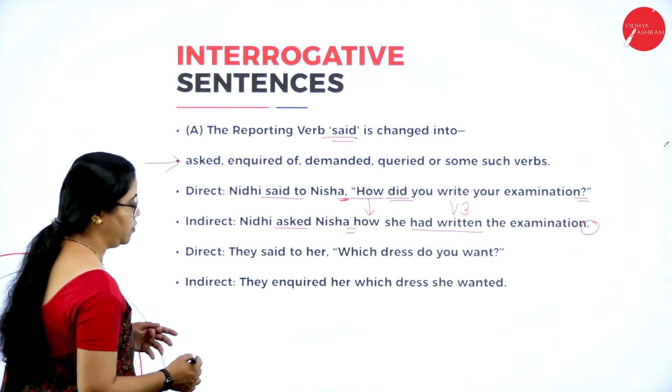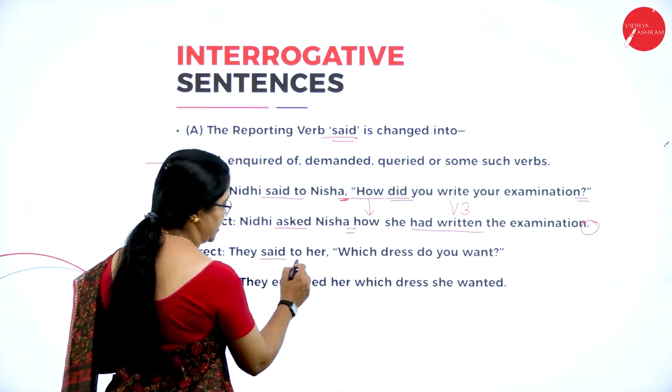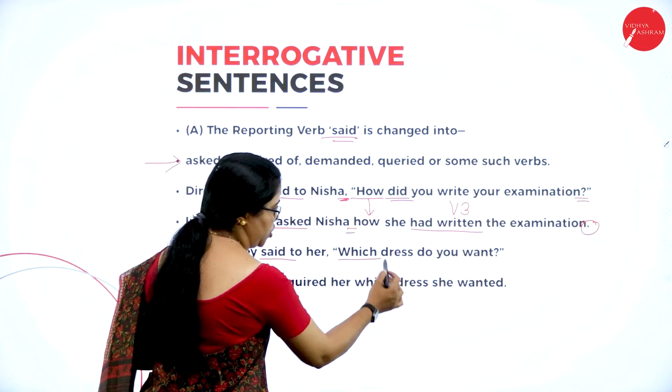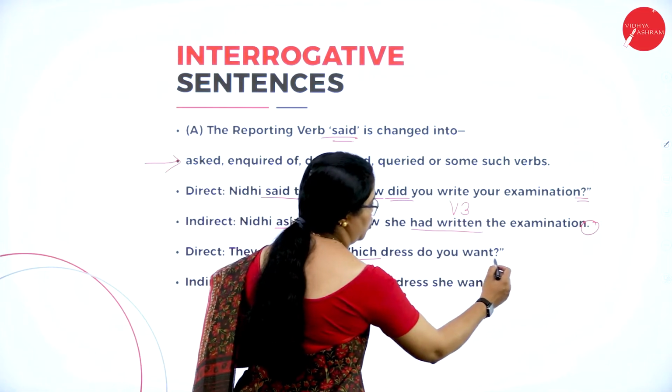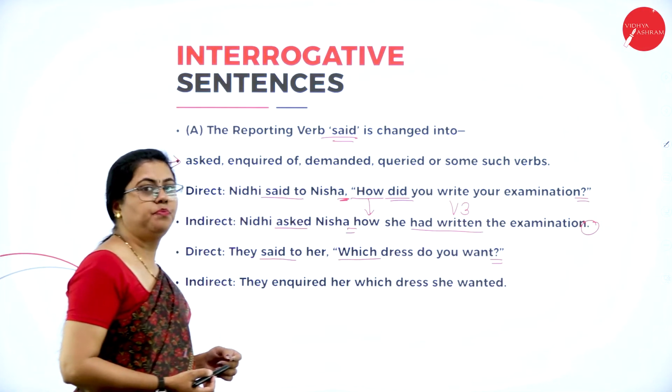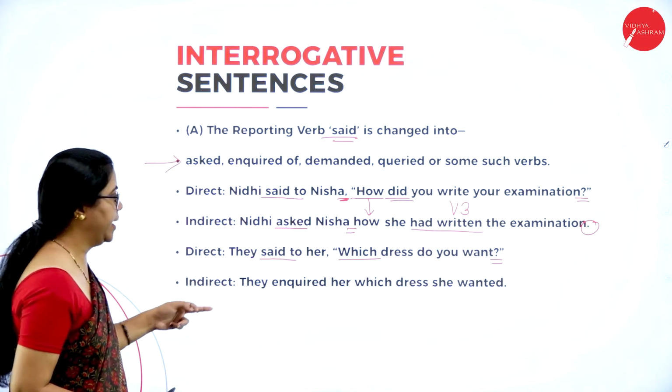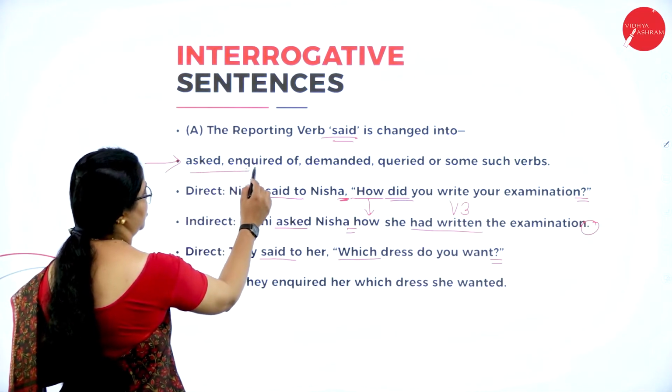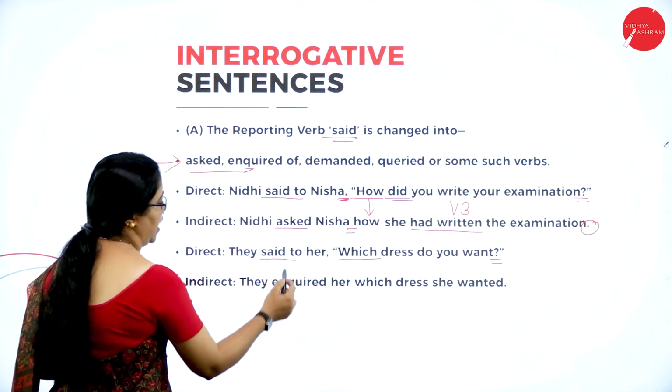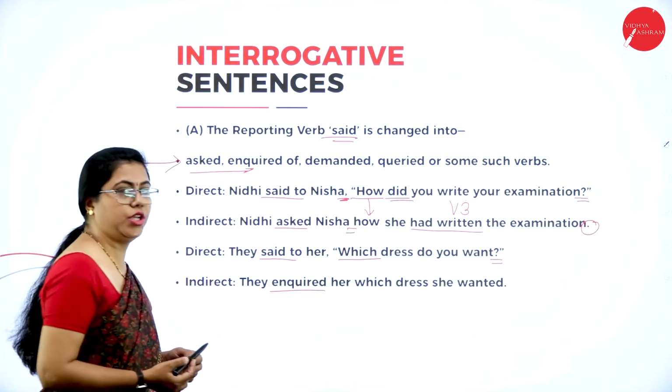So next, let me just give you another example. They said to her, again said is used. Which question word? Okay, so which dress do you want? Again a question mark in the end. So you change this to indirect speech. Again, as I told, just refer this sentence. So they inquired her which dress she wanted.